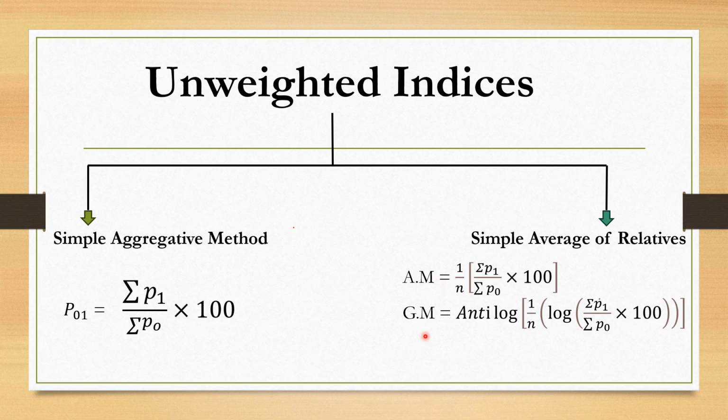And now geometric mean. Geometric mean formula is anti-log of 1 by n summation log of P1 by P0 into 100. As I said in the previous video, these are statistical calculations, so we cannot calculate the anti-log or remember the values by heart. So we need to use a statistical calculator, or scientific calculator as we call it, and we can calculate those values.